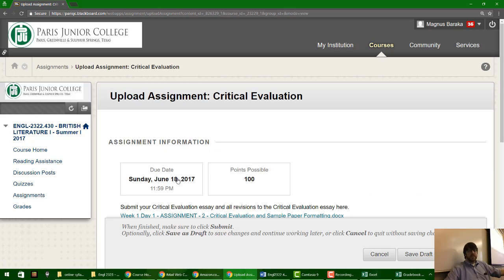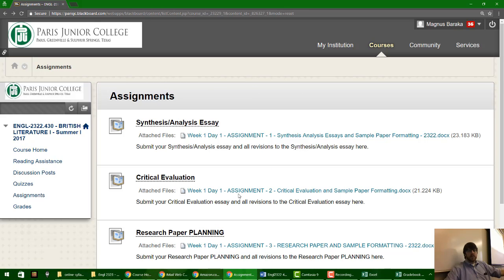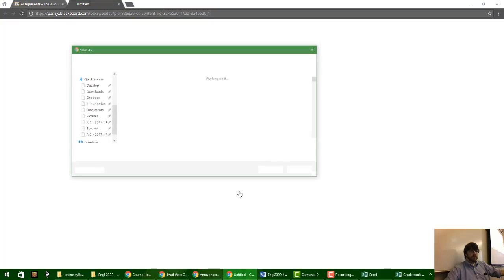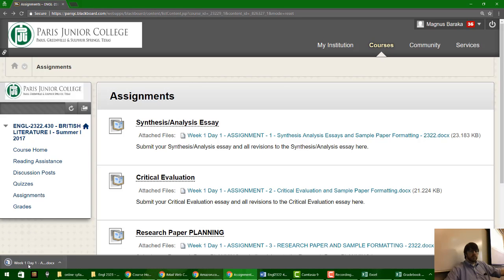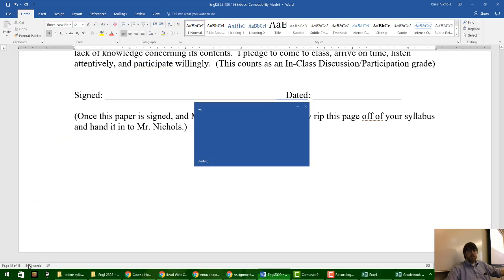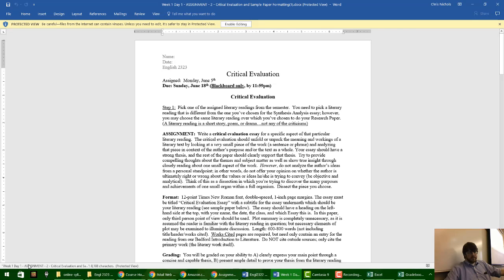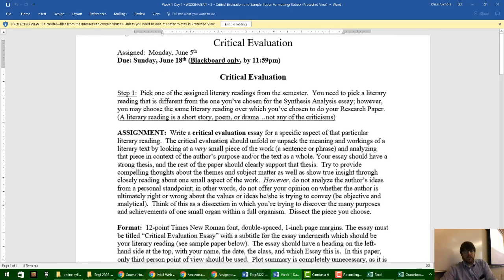Oh wait, that's where you go to submit, but you click it and it'll let you download it. This one's a little different. I don't know why it's not letting me zoom. There we go.